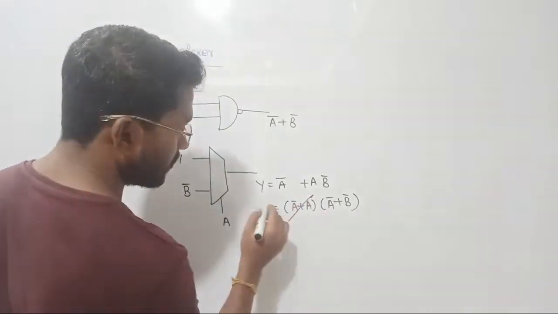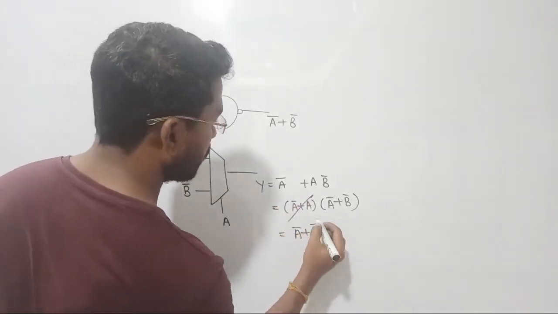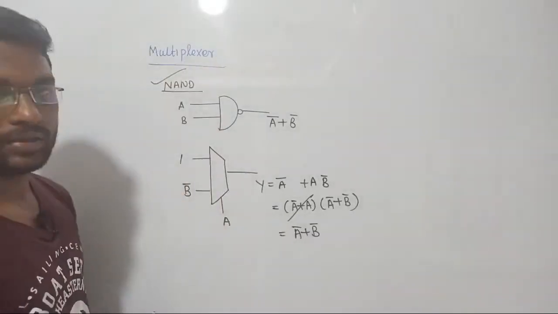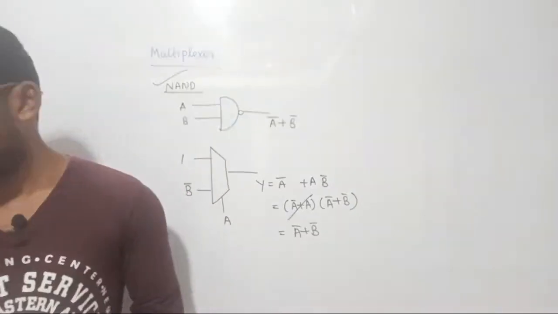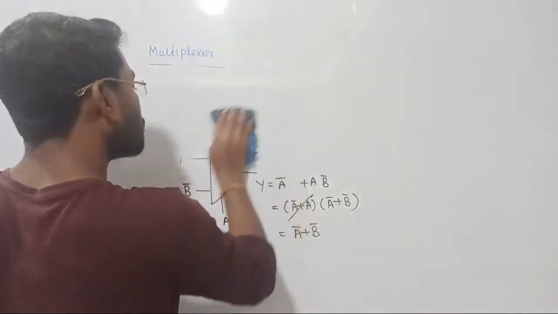So this term is going to be 1, we all know. So your answer is what? A bar plus B bar. That is what we are getting for the NAND gate, right? I hope things are clear to you all. Now we have to design the next gate, right? So the NAND gate is over.